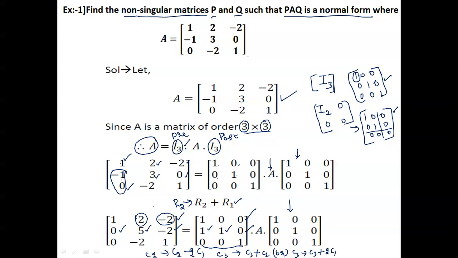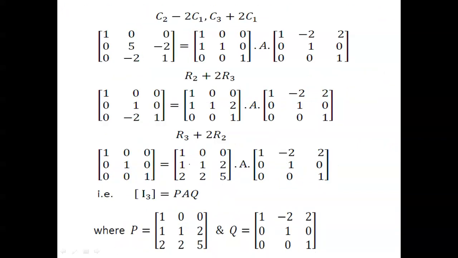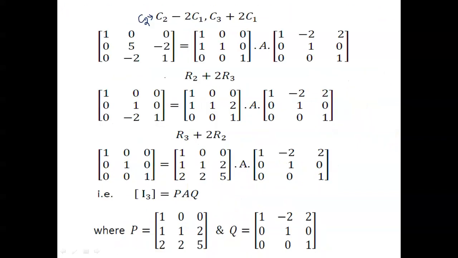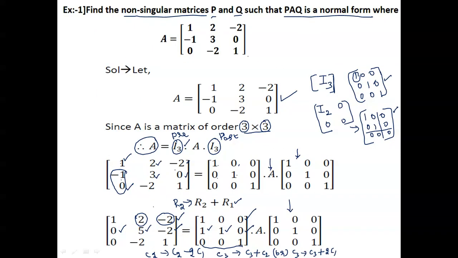So we get C2 tends to C2 minus 2C1, which can be explained on the side, and also C3 tends to C3 plus 2C1. Okay. So the first element in the second column and the first element in the third column are 0, then 5, minus 2, minus 2, 1. Since we apply the operations on columns, the rows are not affected.